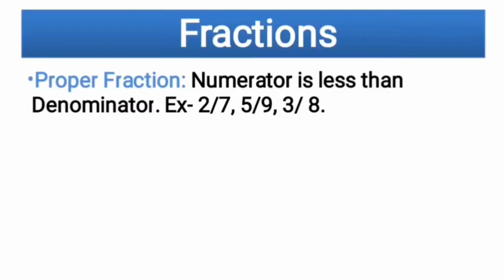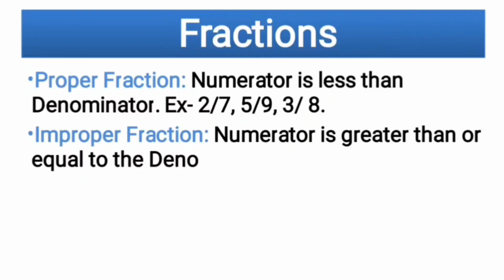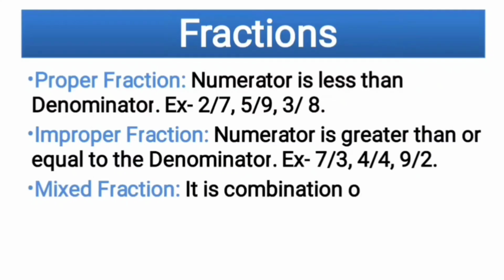Oppositely, in improper fraction, numerator is greater than or equal to denominator. Sometimes it is greater and sometimes it is equal to denominator, as 7 divided by 3, 4 divided by 4, 9 divided by 2. The next type of fraction is mixed fraction.